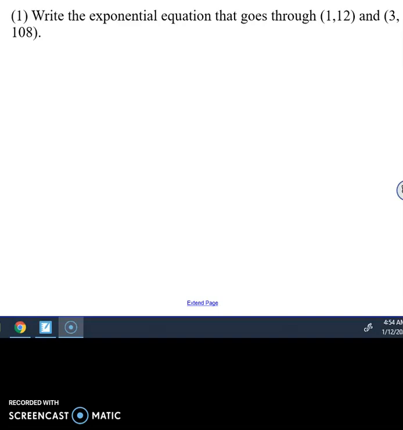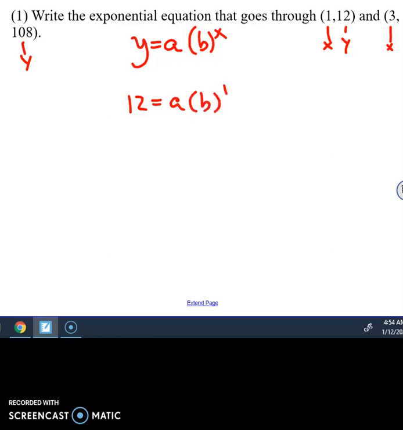So the exponential equation we're going to be using is y equals a times b to the x. We're given 2 points. So I'm going to write the two equations. For the first one, we're using (1, 12). The y value is 12, and the x value is 1. The second one, the y value is 108, and the x value is 3.